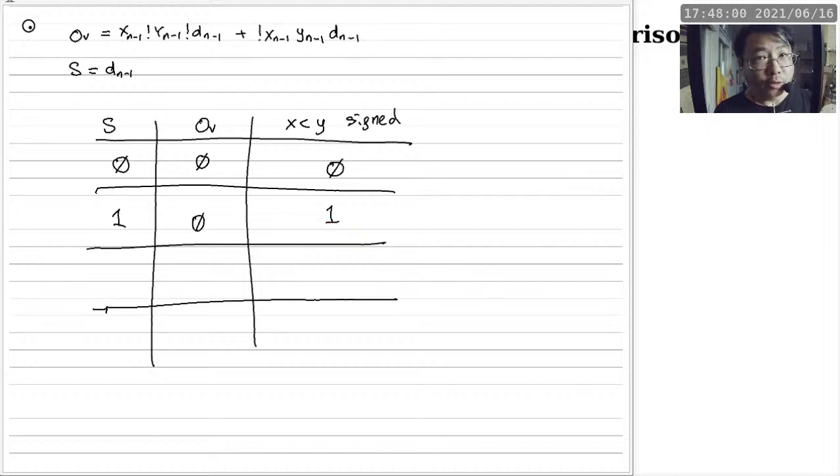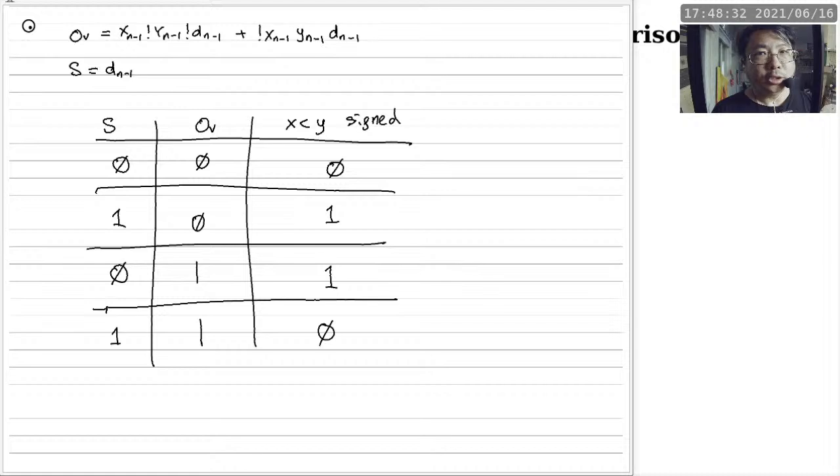When we do have an overflow situation, then the sign flag would actually say the opposite of what it is supposed to be. So when the overflow is a 1, then if the sign flag at the same time is saying false, then we know x is actually less than y. And when overflow is 1, when there's an overflow situation, and the sign flag of the difference is 1, then we know x is not less than y.